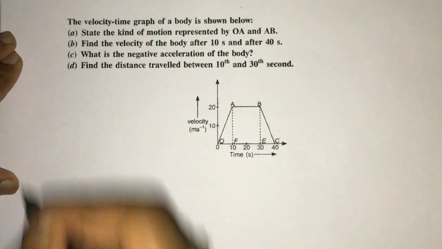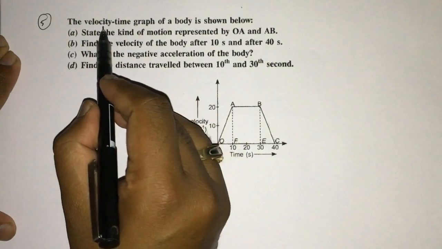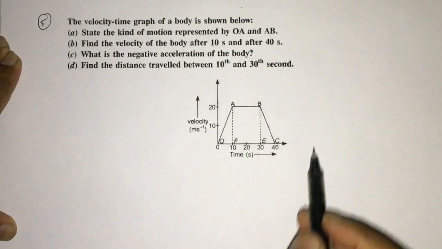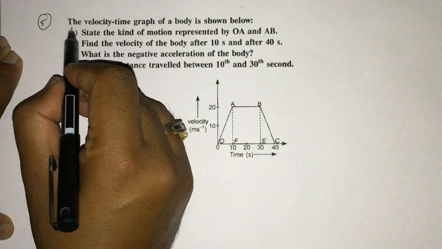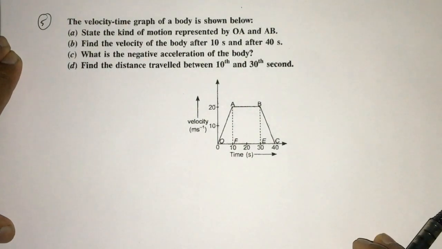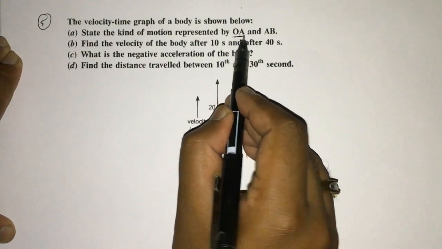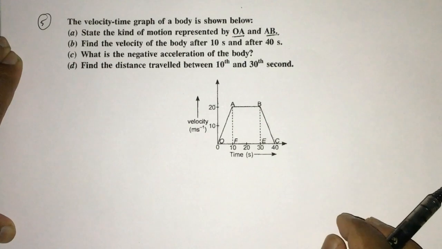Now let us discuss question number 5. The question is, the velocity time graph of a body is shown below. We have this velocity time graph. Now we have different parts in this question. Let's solve the first part of this question: state the kind of motion represented by OA and AB, O to A and A to B.